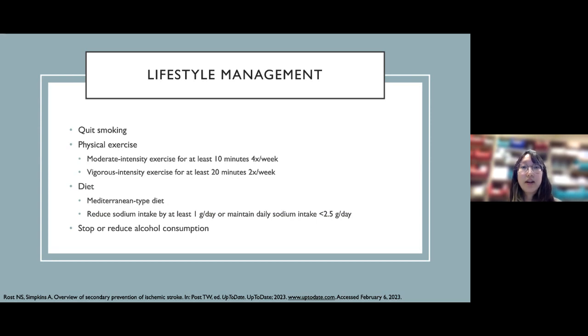And lastly, we want to try to make changes to our lifestyle, and this would include quitting smoking, also partaking in physical exercise. So this would include a moderate intensity exercise for at least 10 minutes for 4 times a week, or a vigorous intensity exercise for at least 20 minutes for 2 times a week. It's also recommended to practice a Mediterranean type diet and to reduce your sodium intake by at least 1 gram per day or maintain a daily sodium intake of less than 2.5 grams per day. And lastly, it's recommended to stop or reduce alcohol consumption.